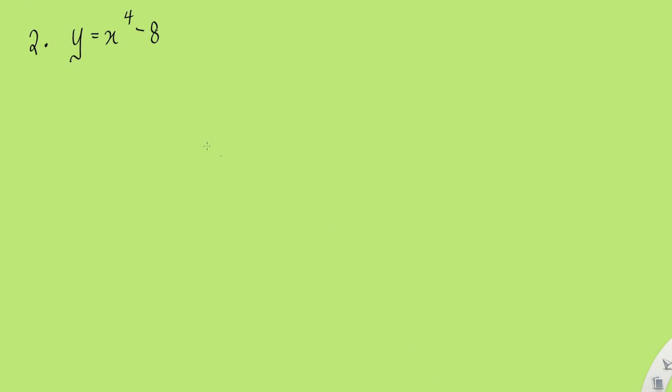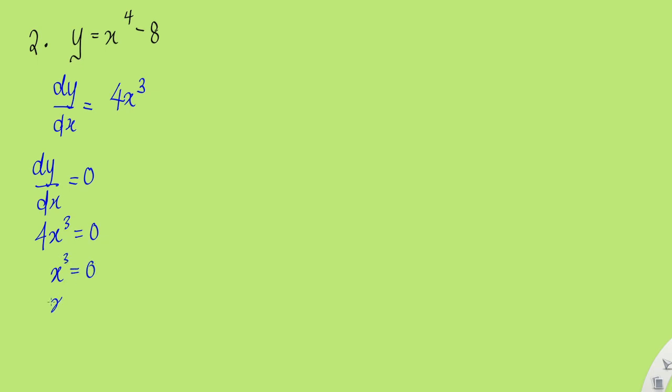Now let's look at question 2. You're given y equals x to the power of 4 minus 8. From here you are to determine the coordinates, and also determine whether the point is maximum or minimum. First step, find the dy dx, the gradient. So here it will be 4x cubed. After you find the gradient, you let your gradient equal to 0. So 4x cubed equals 0. So x cubed equals 0. x we will get 0.